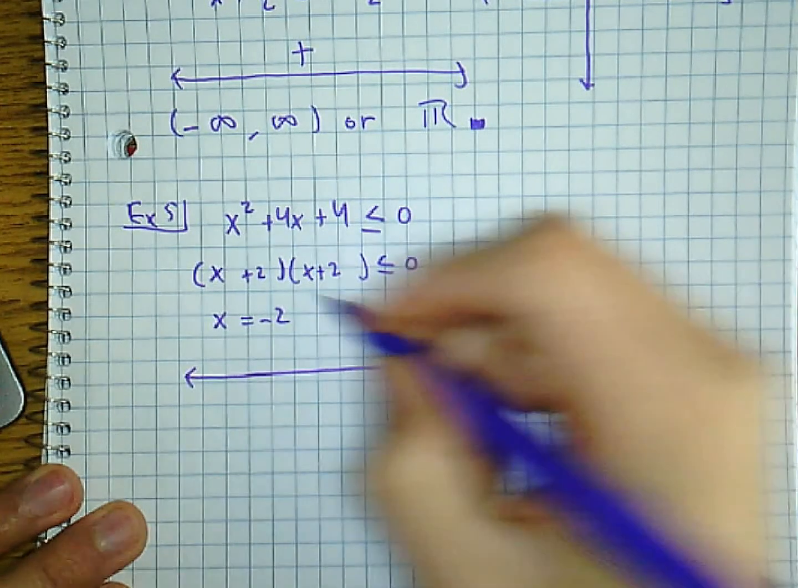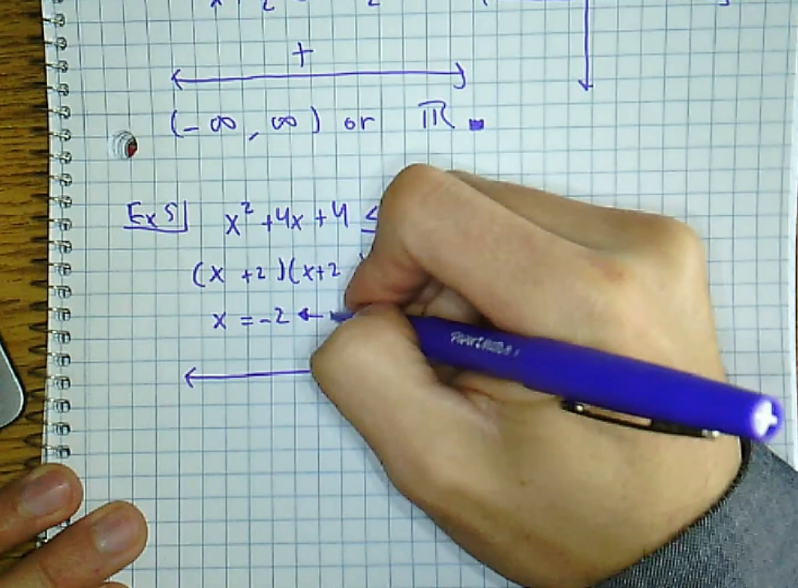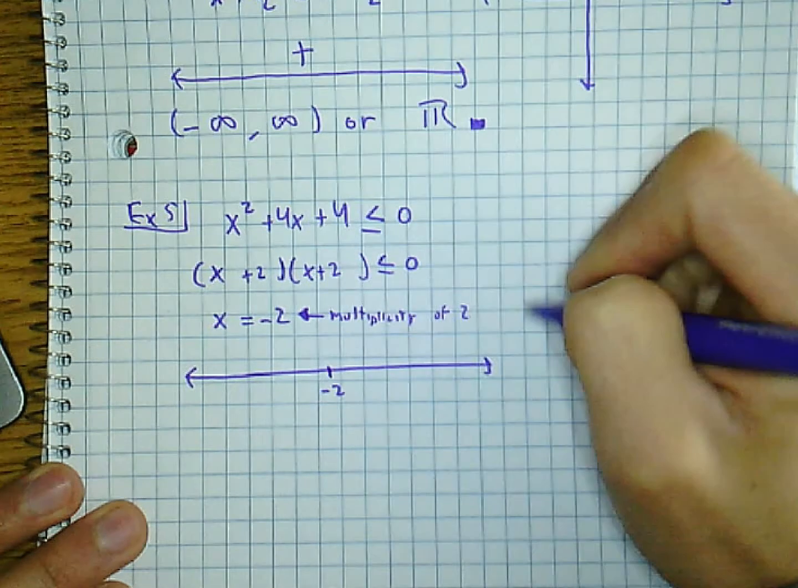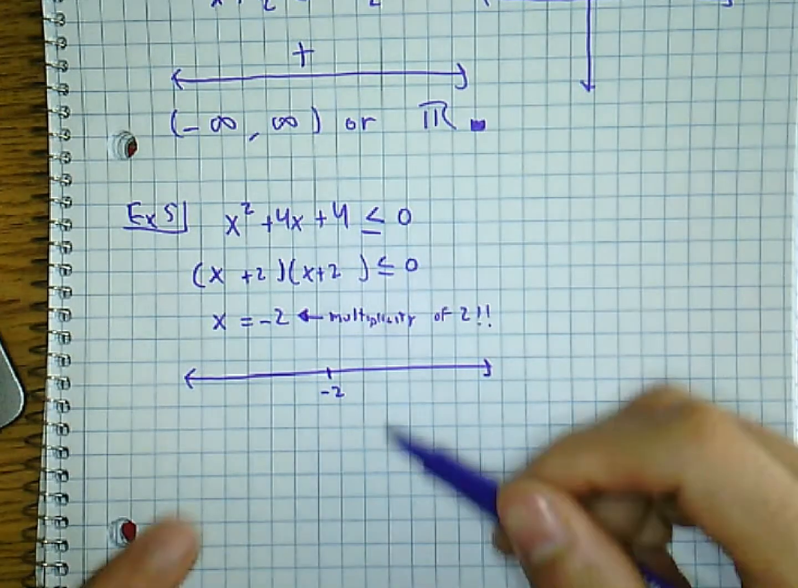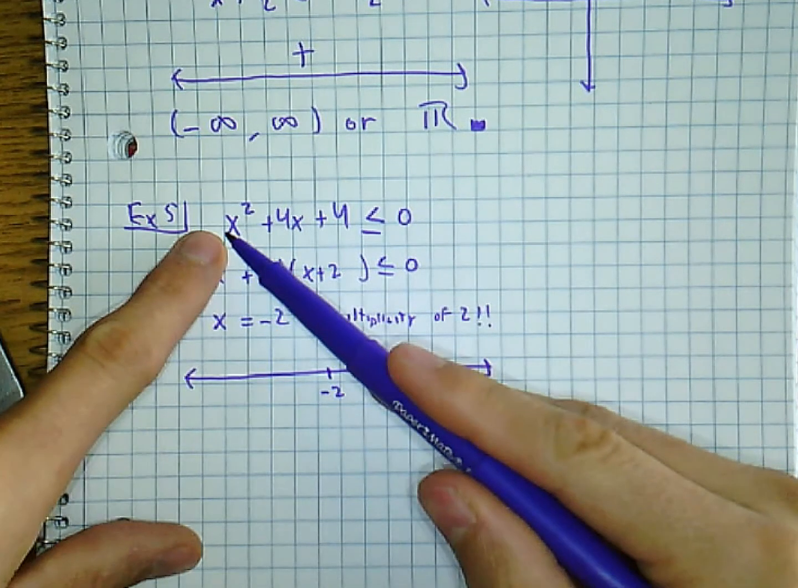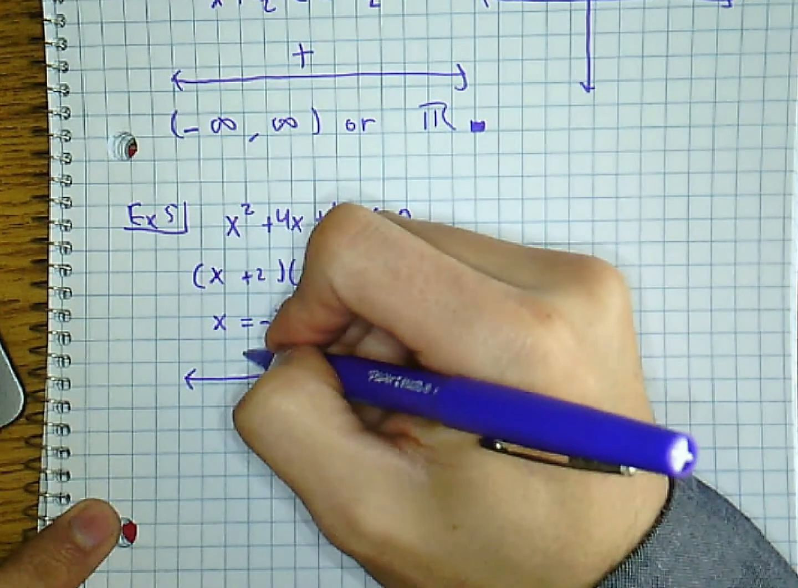And this is important. I'm going to go ahead and use my knowledge of multiplicity. So this has a multiplicity of 2. Okay, so that's the only number that I have on my number line. If it's a positive leading coefficient with an even power, I'm going to be rising on the right and rising on the left. So that means it's going to be plus plus.